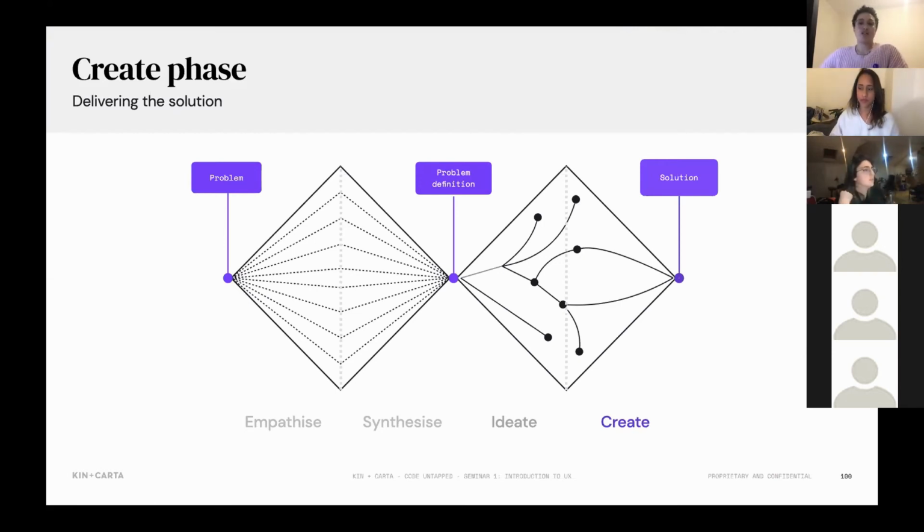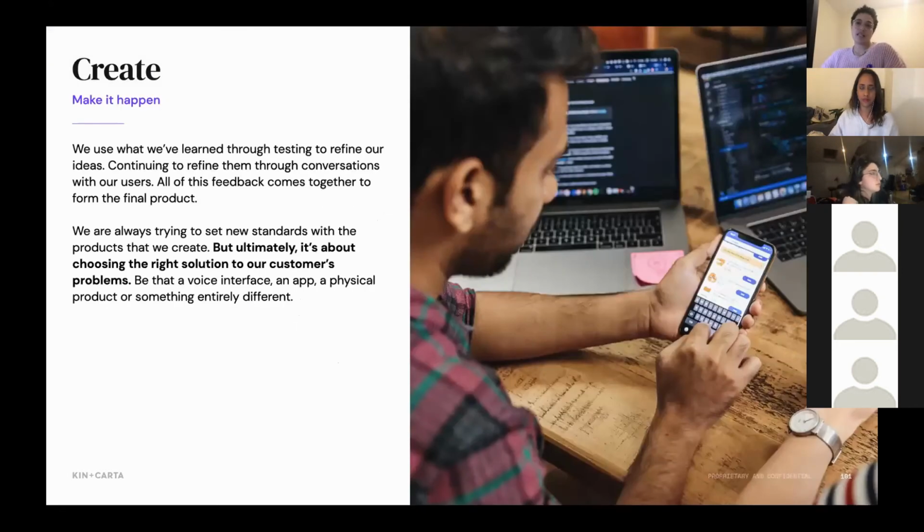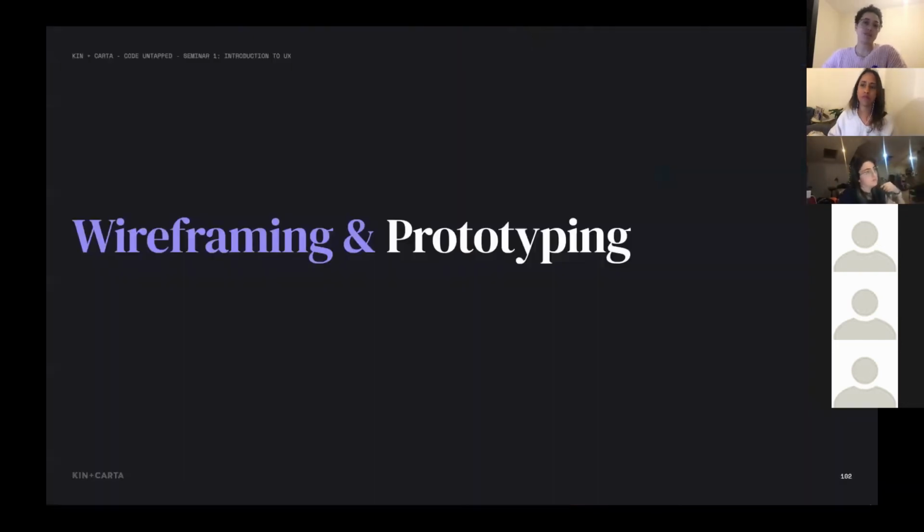So we use what we've learned through the testing to refine our ideas. Continuing to refine them through conversations with our users, all of this feedback comes together to form the final product. We're always trying to set new standards with the products that we create, but ultimately it's about choosing the right solution to our customers' problems, and be that a voice interface, an app, a physical product, or something entirely different. And we do this with many methods, including the two main ones, that's wireframes and prototypes.